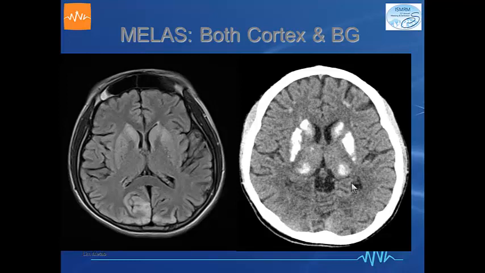So I said that Leigh disease typically affects the basal ganglia, whereas MELAS typically affects the cortex. But bear in mind that in MELAS, both the cortex and the basal ganglia can be affected. And this was a patient who presented with MRI, and we saw these very nonspecific cortical high signal intensities on T2, FLAIR, and diffusion-weighted MR image.